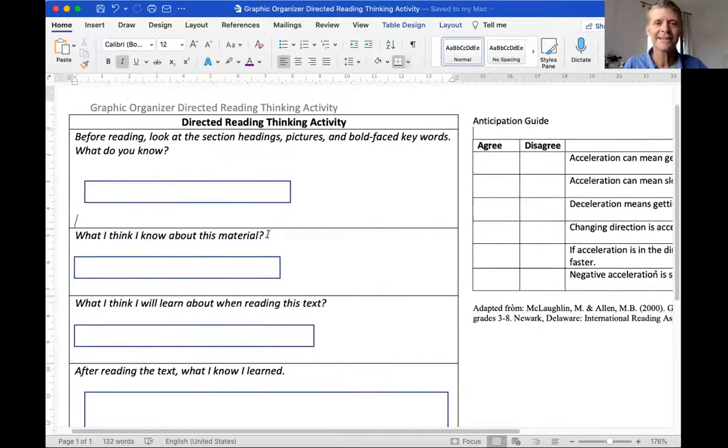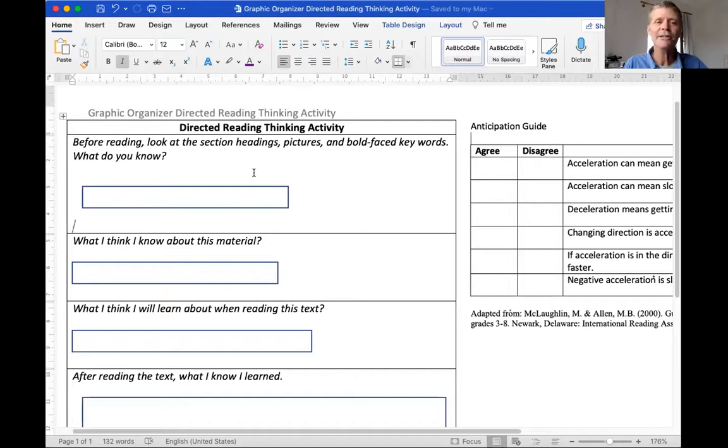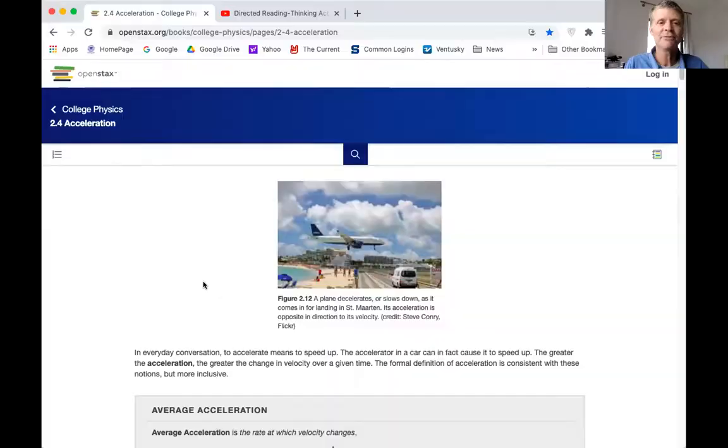So let's go back to the text. How can we get started before we read? How can we help the students with understanding what they're going to be reading about? So some things to do: look at the titles, the headers.